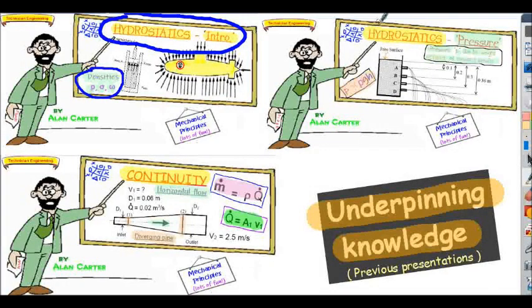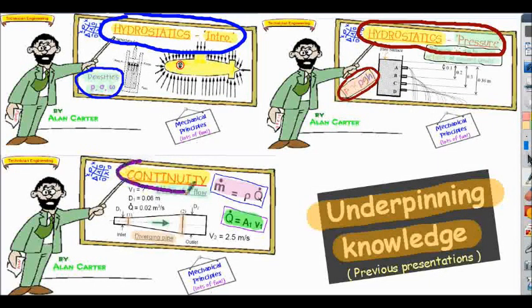The second presentation continues with hydrostatics, but this time considers pressure due to the self-weight of a fluid. Pressure P is equal to rho g h formula. And the third presentation relates to the principle of continuity. Here we consider flows through horizontal, diverging or converging pipes, calculate the volumetric flow rate, calculate the mass flow rate.